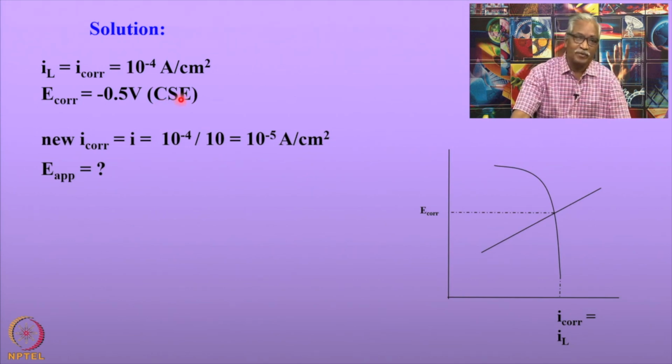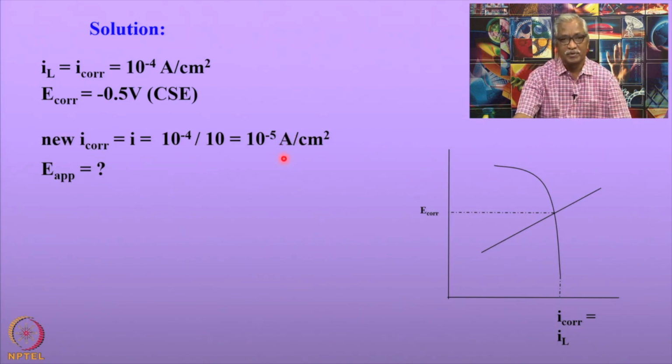Now, you want to increase the life of the structure by 10 times. So, the corrosion current density, which is I car, currently 10 power minus 4 ampere per centimeter square, should be reduced to 10 power minus 5 ampere per centimeter square. That will give you an increase in life by 10 times. So, what is the applied voltage required to reach this current of 10 power minus 5 ampere per centimeter square?